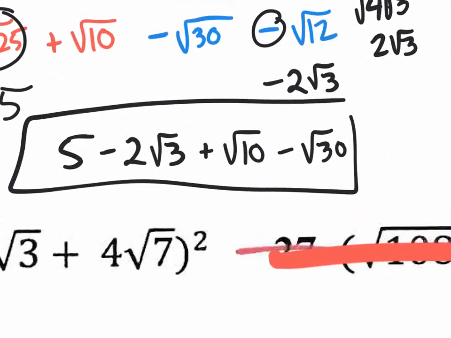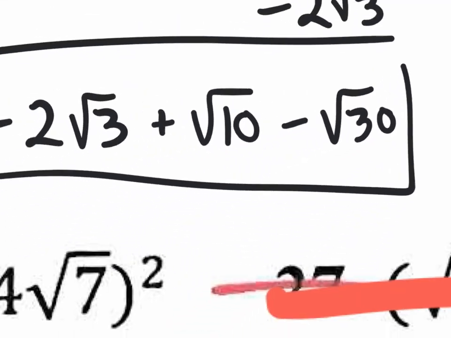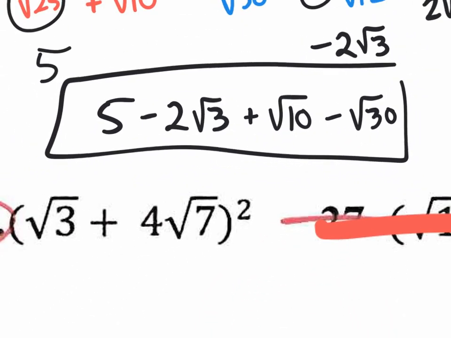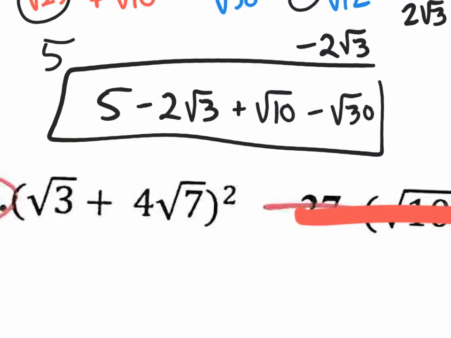Again, you're supposed to try and simplify the square root of 30, which you can't. You're supposed to try and simplify the square root of 10, which you can't. Now, if you did have another that would simplify to the square root of 3, you'd be able to combine them because they'd be like terms.